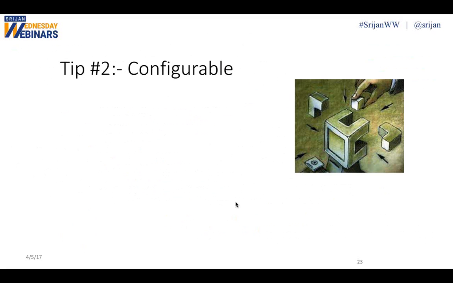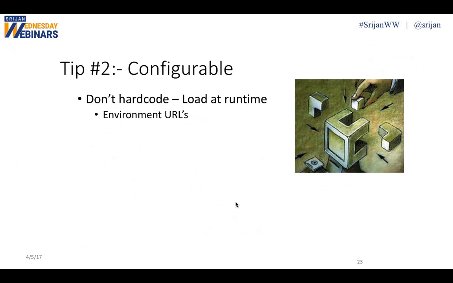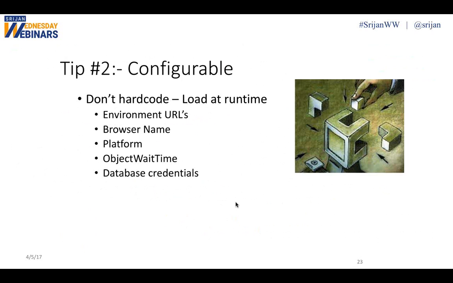What I mean by that is, don't hard code anything. For example, environment URL. You might want to run your test case on different environments, so don't hard code environment URLs. Make sure these things are coming from some external configuration file. The browser name, Chrome, Firefox, Safari, the platform, the object wait time, the database credentials, or basically any other parameter which drives execution. Don't hard code anything.